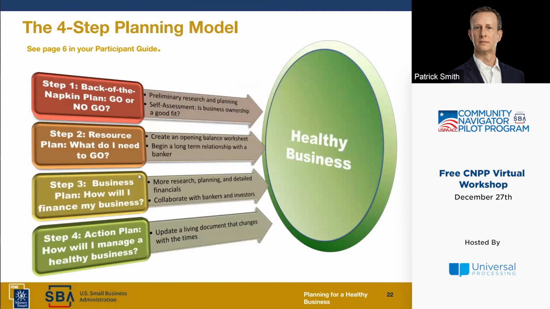So we have what's called the 4-step planning model. Again, if you have the participation guide, it would be page 6. So step 1 is what they call the back of the napkin plan. This is go or no go. So here you would do preliminary research and planning, thinking about your business, what you want to do. You might do a self-assessment. Is business ownership a good fit for you? Whether that's your current lifestyle or financial situation.